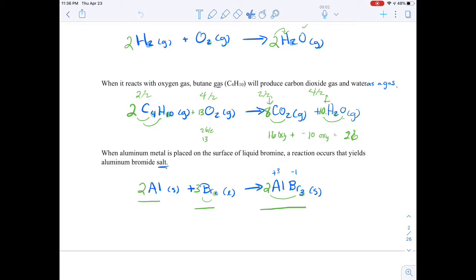And then aluminum metal is placed on a surface of liquid bromine. So again, there's your liquid. And a reaction occurs that yields aluminum bromide salt. So when it says it makes a salt like that, that means that it's a solid. And notice that phrasing, aluminum metal, it's not saying that it's a solid specifically, but that's what that means. Anytime it says like iron metal or copper metal, that also is another way to say for the metals, solids.